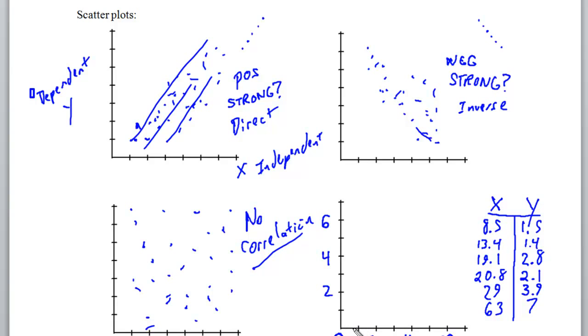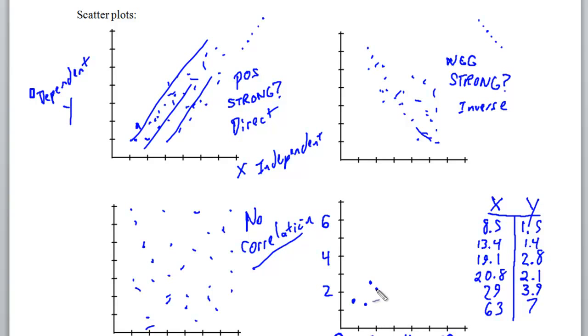X is 8.5, so we go to 8.5 over on the X and 1.5 on the Y. Like in the game of Battleship, where you had a ship at maybe A3, this is a ship at 8.5 on the X and 1.5 on the Y, and that connects to make one dot. X is 13.4 and Y is 1.4, so there we go. And this is 19.1 and 2.8. Okay. And we've got 20.8, which is right here, and 2.1.